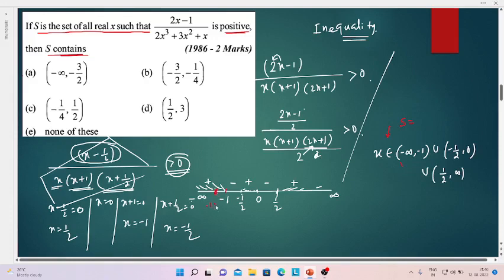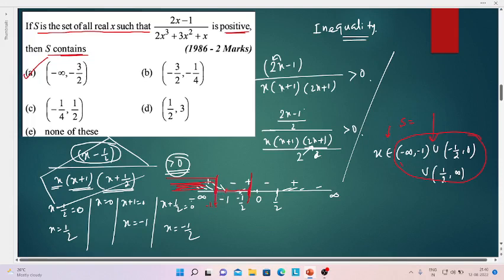There is minus 1.5. So you can see that from minus 1.5 to minus infinity, all the parts are positive. So that part will be the correct option, because minus infinity to minus 3 by 2 lies in this particular set, right? Let me check minus 3 by 2 to minus 1 by 4. Here you can see minus 1 by 4 is somewhere around there, and minus 3 by 2 is there.